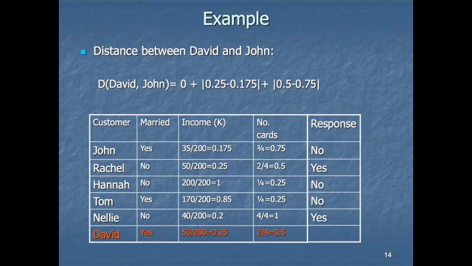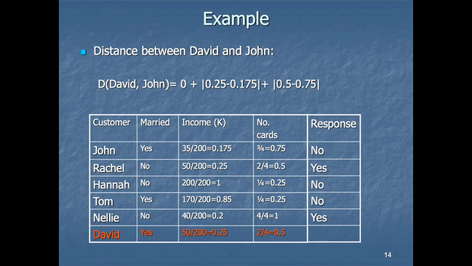So here's another example, and I want you to think about how to find the response for David in this case. We have one nominal feature here, which is married, with yes and no, then income, number of cars, and response. I'll give you a minute to think about it.